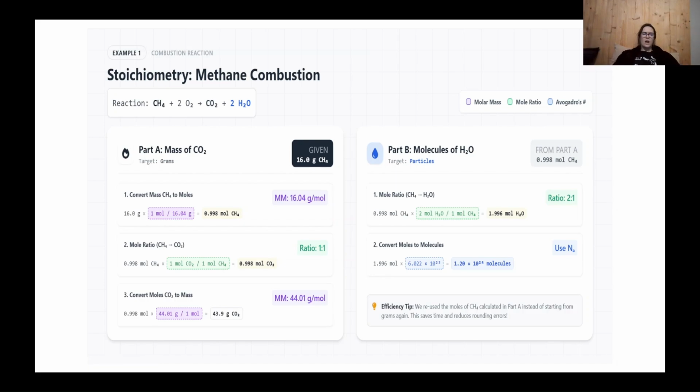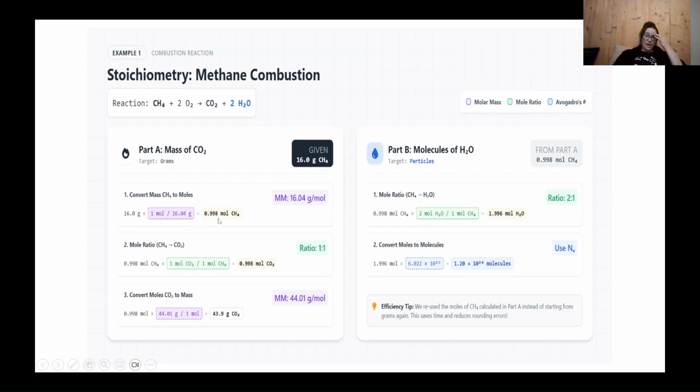Okay, if you have grams, what do you want to do first? Convert to moles. The molar mass of methane is 16.04 grams per mole, so I would divide by that to get moles of methane. And the problem wants me to find the grams of carbon dioxide produced as the product. So once I have moles of methane, the only way to get from methane to carbon dioxide is to use that mole ratio. This is an easy example because they are in a 1-to-1 ratio.